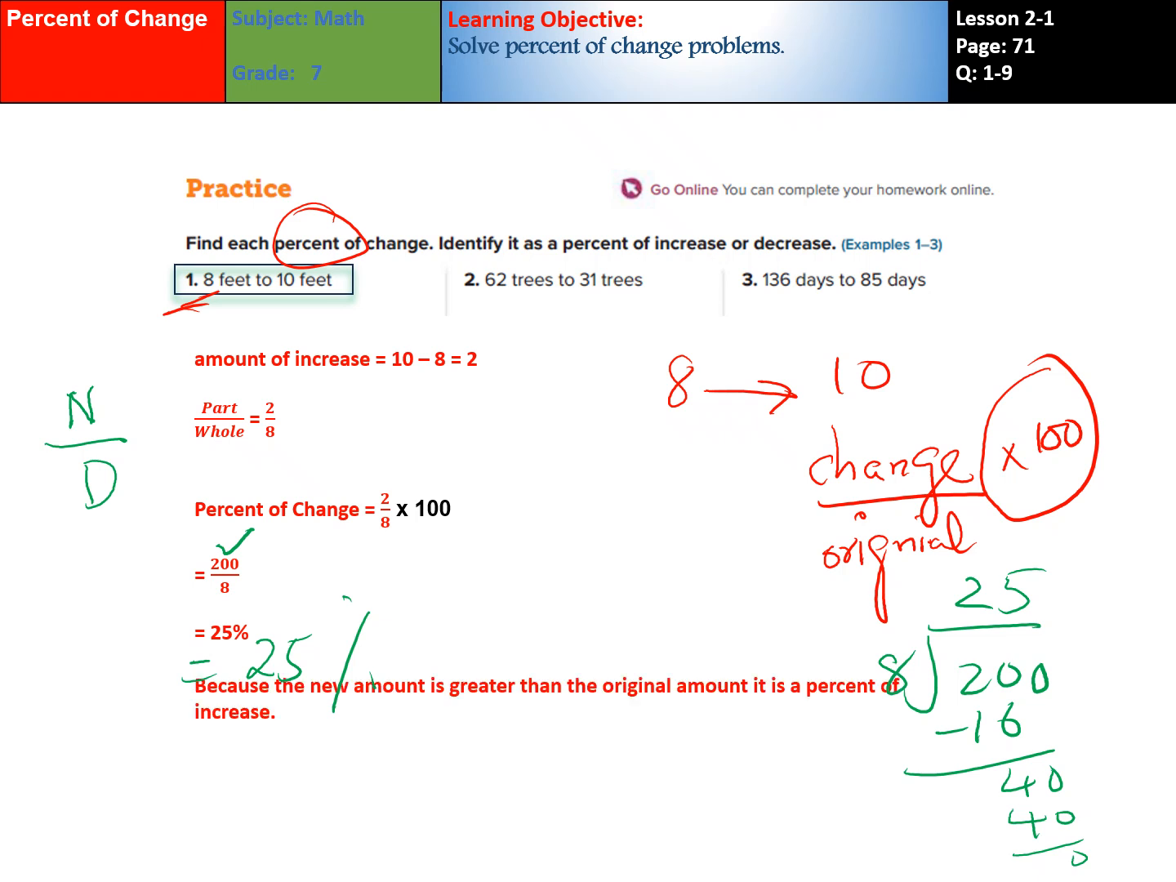As the amount increased, it is an amount of increase. How much did it increase? 25%.